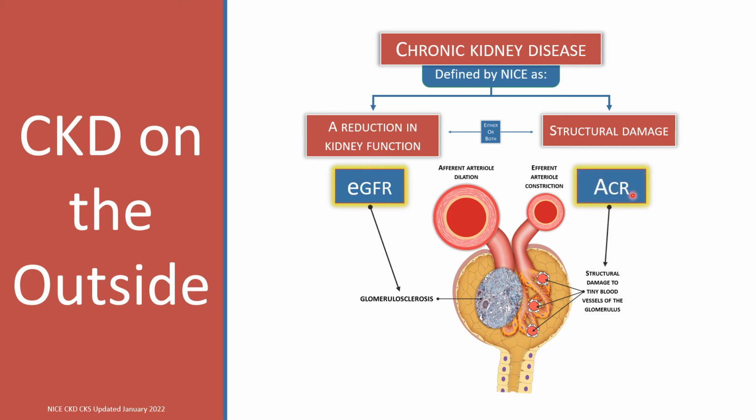If we start to see an increase in the amount of albumin that is being passed out of here into urine, we then start to see an abnormal albumin creatinine ratio, and that then gives us a bit of a clue that there's some structural damage. When we diagnose CKD in general practice, we diagnose the presence of a reduction in kidney function or some form of structural damage. When we do that, we then have got to say which disease has caused it. And after we've done that, we now need to classify the severity of the CKD as well.